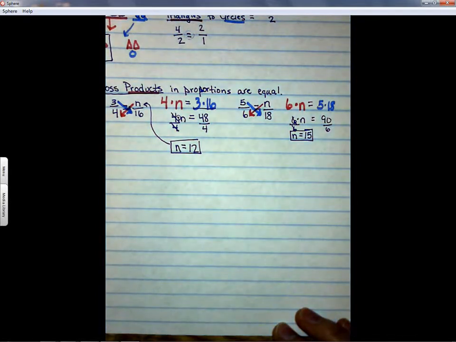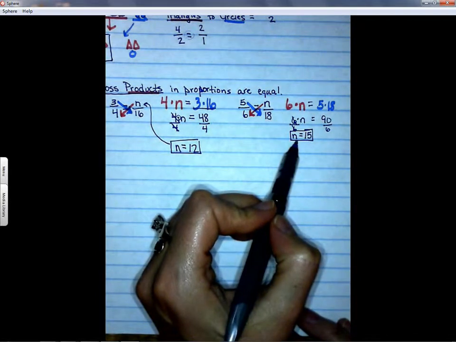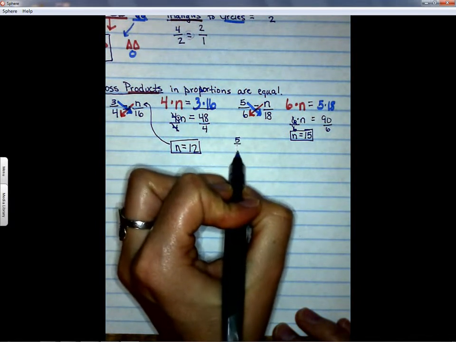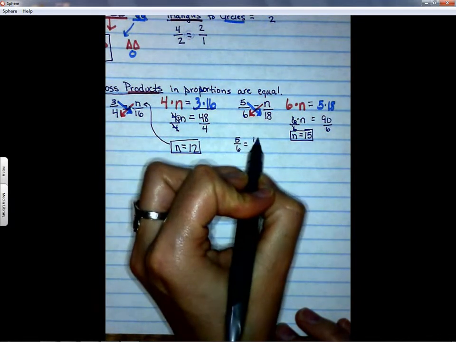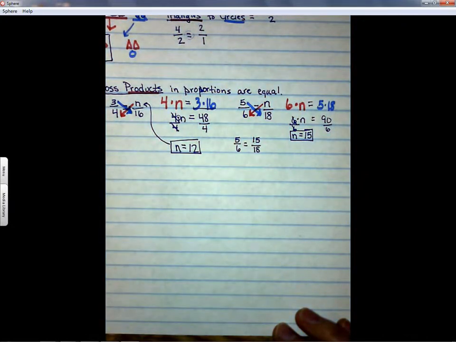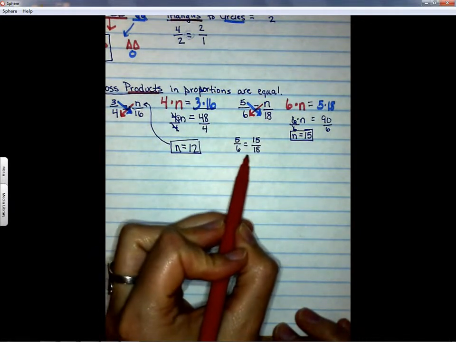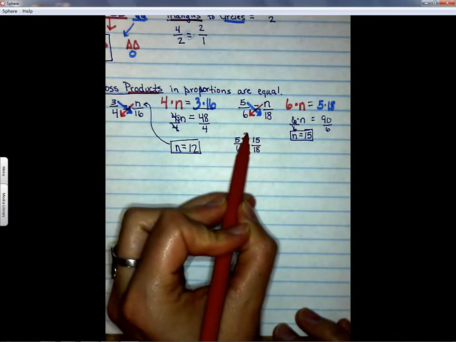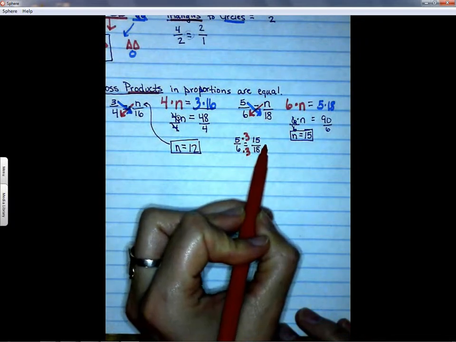If you ever do want to double check that your proportion is right or your answer within the proportion, take your original one and plug in the 15. So now when we're here, all we have to do is ask ourselves, how did I go from 6 to 18? I multiplied by 3. Does that also work for 5 and 15? If it does, you are correct.